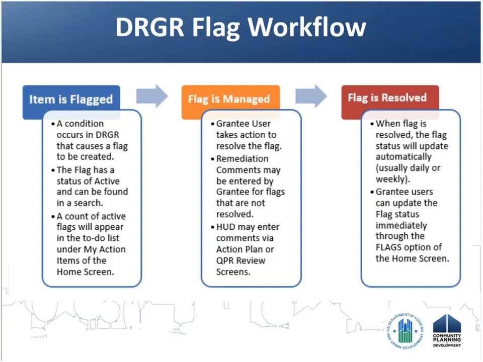Okay, this is the DRGR basic flag workflow. So there are 3 steps here. Starting at the left, the item is flagged. So a condition occurs in DRGR that causes a flag to be created.